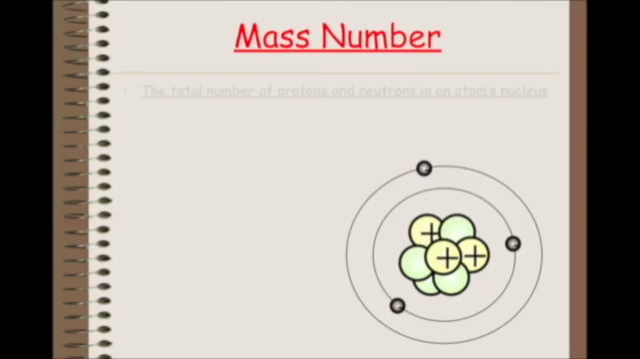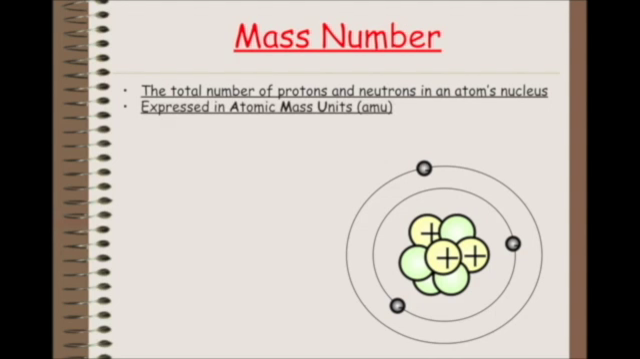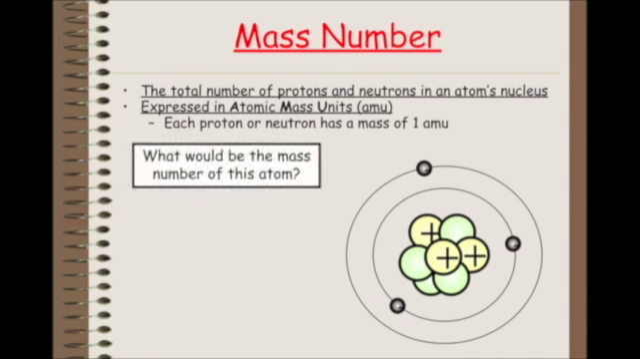The mass number. That is the total number of protons and neutrons in the atom's nucleus. It's expressed in a unit called AMU, which stands for atomic mass units. Each proton or neutron has a mass of 1 AMU. So here, your mass is your protons plus your neutrons.